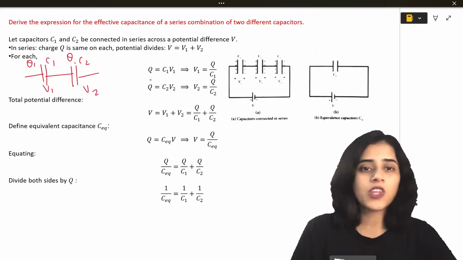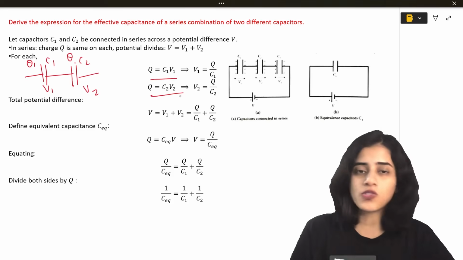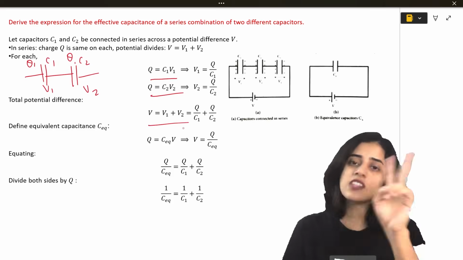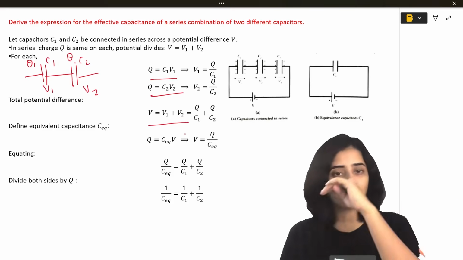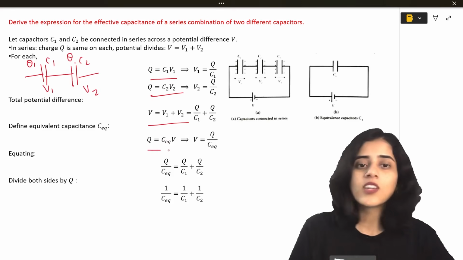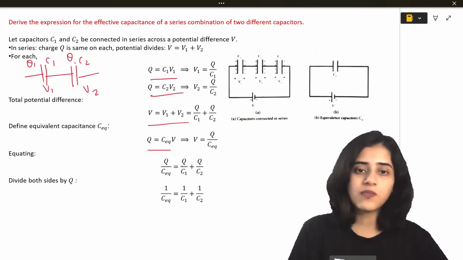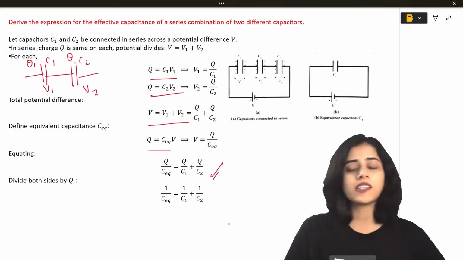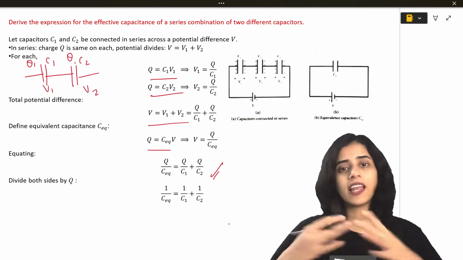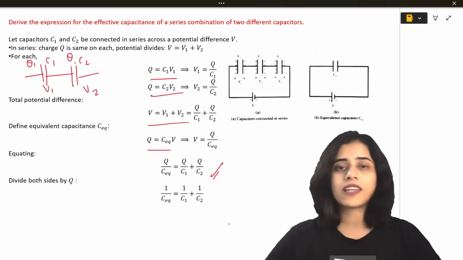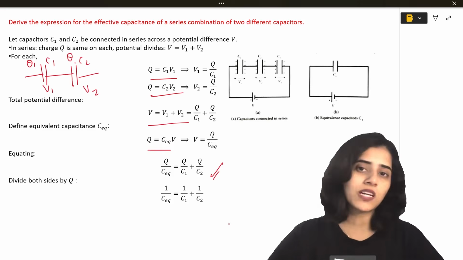So what is the formula? Q is C1V1, Q is C2V2. What is the total voltage? It's different. So total voltage is V1 plus V2. And then you write it as Q equivalent is C equivalent times V. So this is basically Q by C1 plus Q by C2. Eliminating Q, you will get 1 by C is equal to 1 by C1 plus 1 by C2.